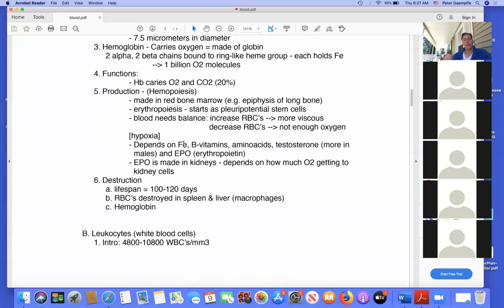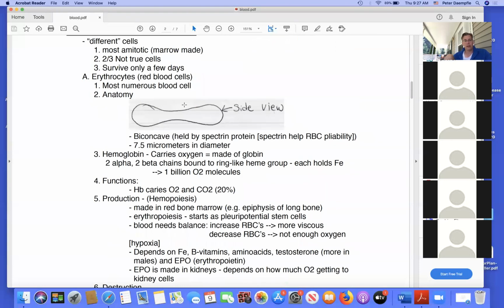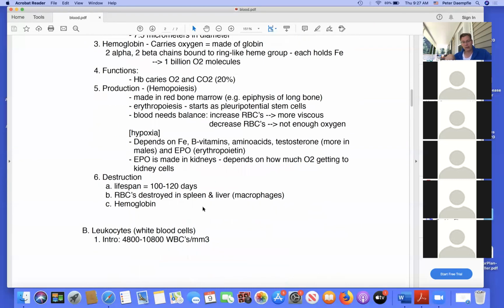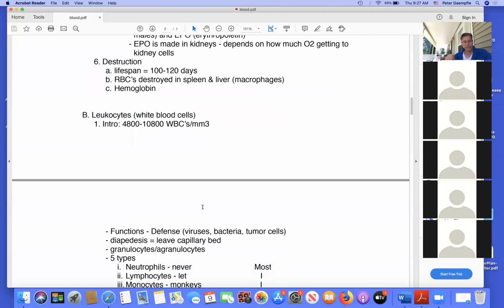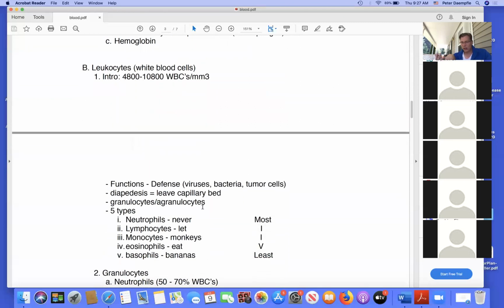So I guess my point is, these are just, as you can see, empty cells, biconcave, carrying a lot of oxygen and hemoglobin, and they don't last long because they do not reproduce. They do not regenerate and fix their damaged areas, whereas a normal cell does. So that's why they don't last long, and you keep producing new ones in your marrow. Okay, let's see. Well, moving along, let's move on to the white blood cells.